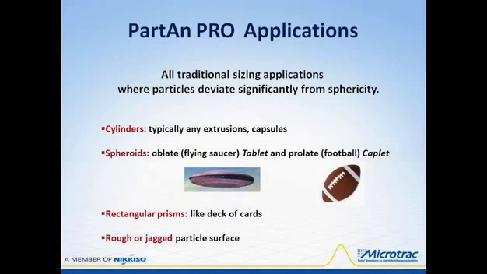We have on the left an oblate spheroid, flying saucer shaped and very similar to a pharmaceutical tablet. And to the right, a prolate spheroid, football shaped, similar to a pharmaceutical caplet. The third category is rectangular prisms.